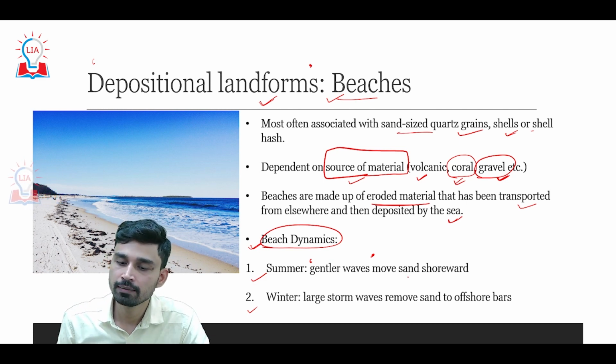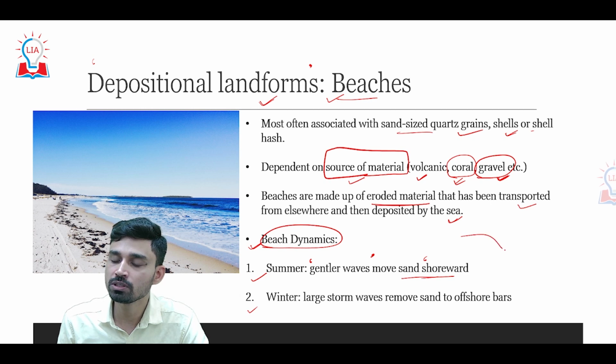Due to this reason, they move the sand in the shoreward region. That means if suppose this is your coast, during the summer time, these calmer sea waves bring the sediments from the sea and deposit them near the coast, and thus lead to development of beaches.